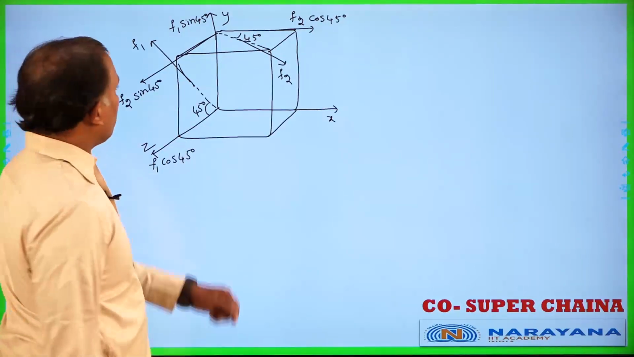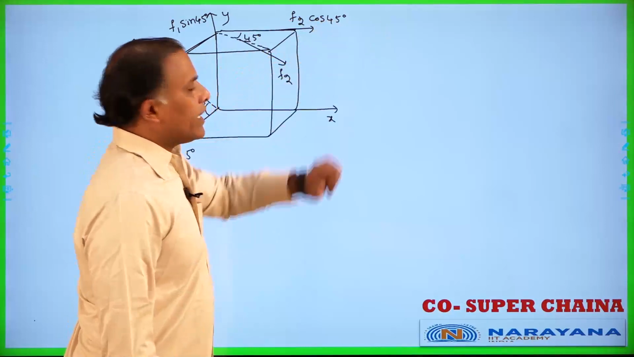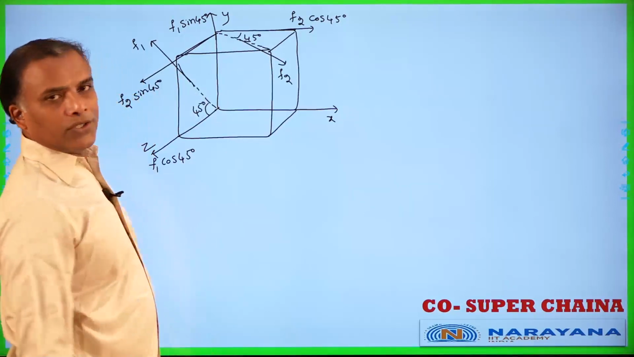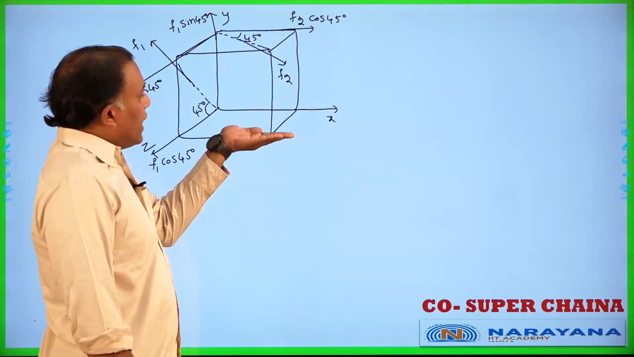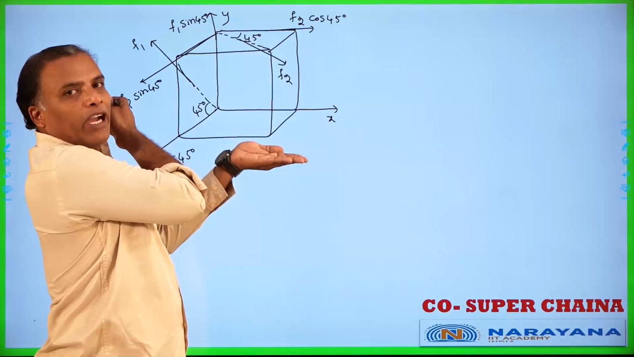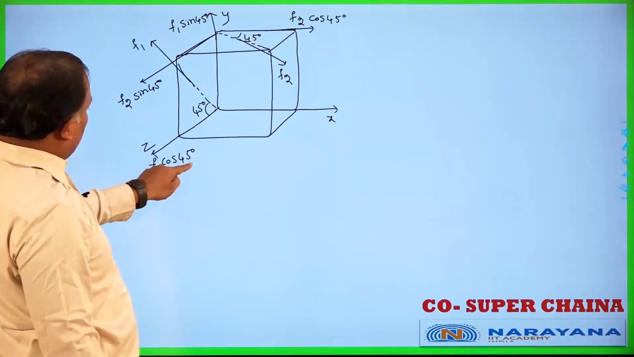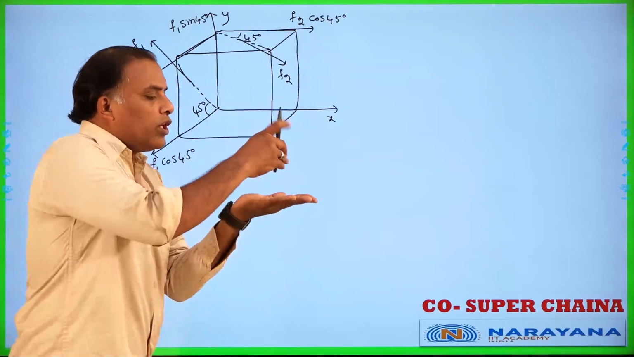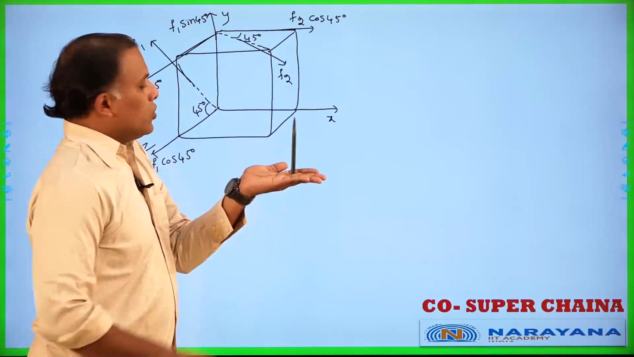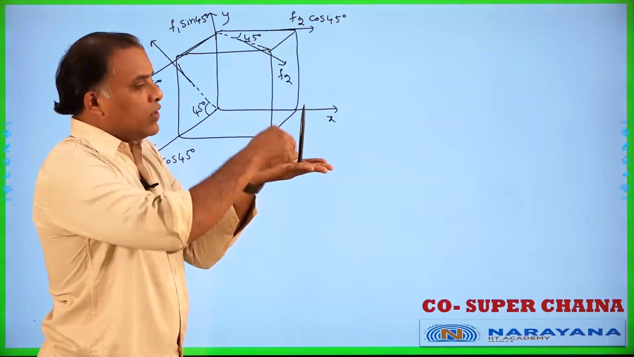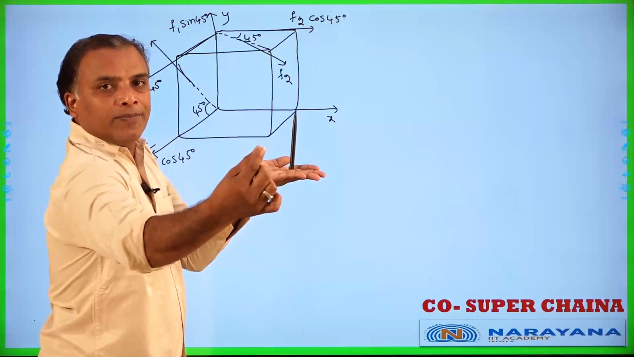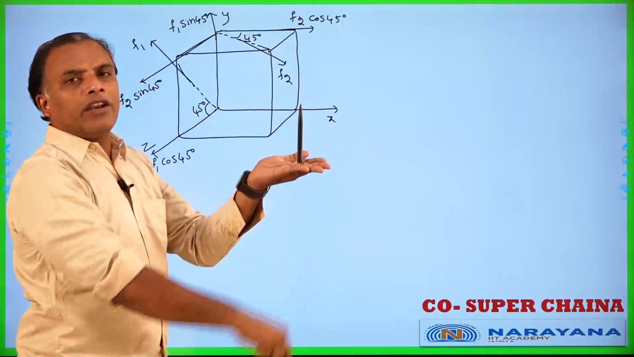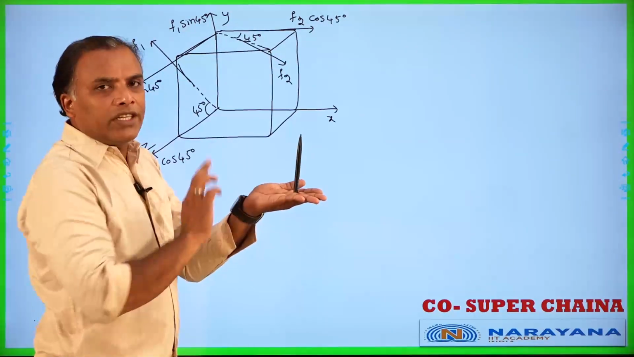Now you can see this F2 cos 45 acting like this for that insect, and for the cube it will be acting like this. That means between the surface and that cube, F2 cos 45 will act backward. Similarly, F1 cos 45 will be acting along Z axis. Here this is X axis, this is Y axis, and this is Z axis. Along Y axis, F1 sin 45 acts, which comes under normal reaction, so this won't exert any frictional force.